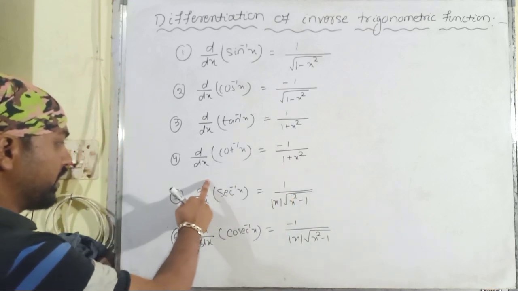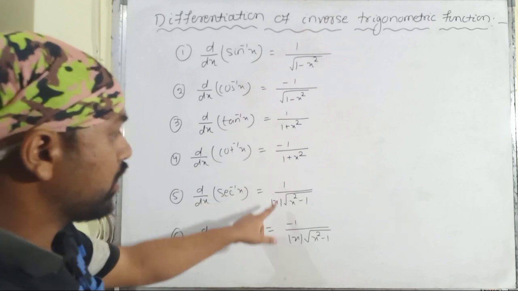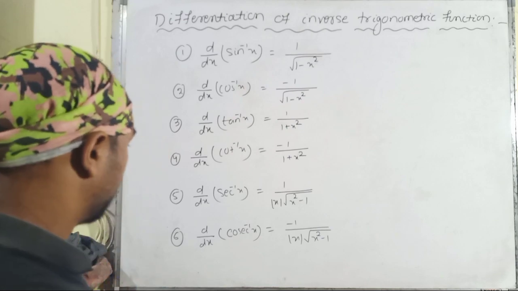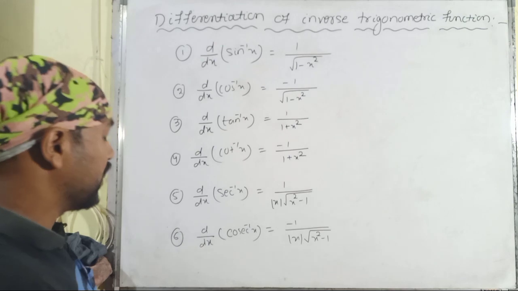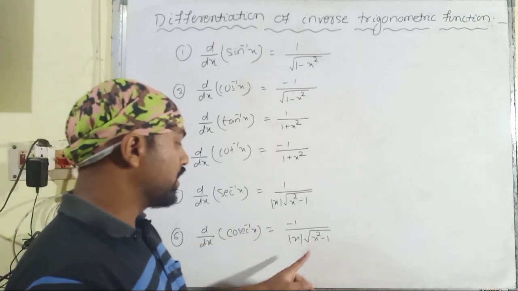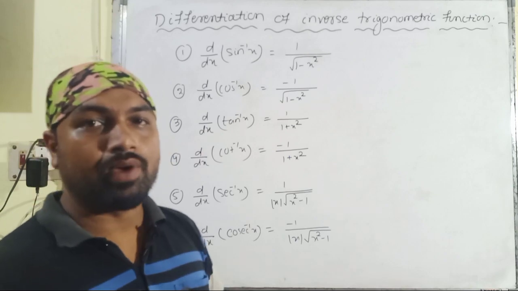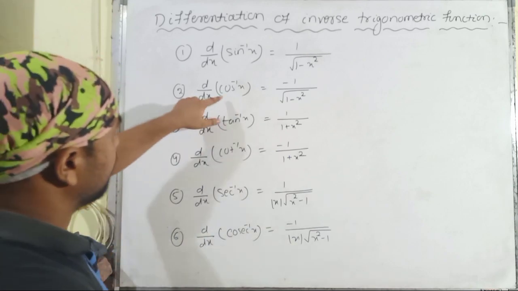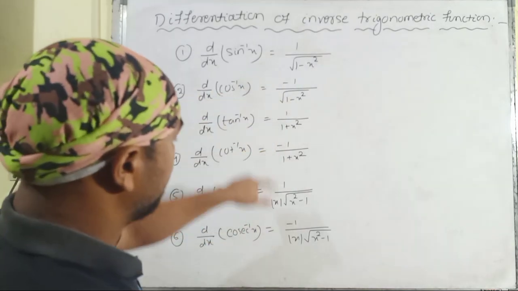The fifth one is differentiation of sec inverse x with respect to x. It is 1 upon modulus of x multiplied with the square root of x square minus 1. Then the sixth one is differentiation of cosec inverse x with respect to x. It is minus 1 upon modulus of x multiplied with the square root of x square minus 1. The inverse trigonometric functions which start from the letter C contain the negative sign values here.